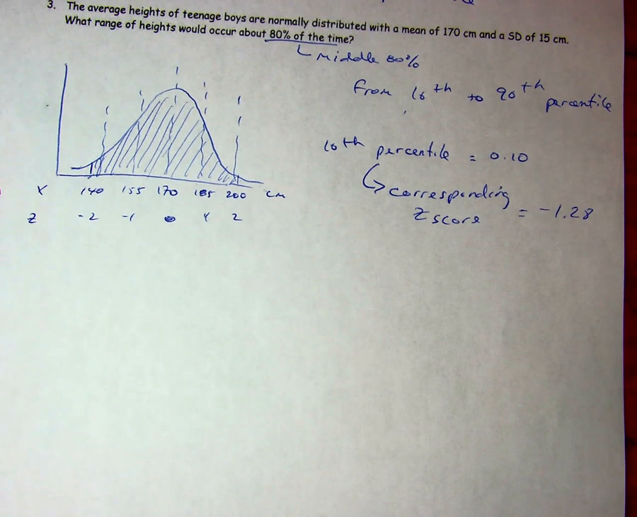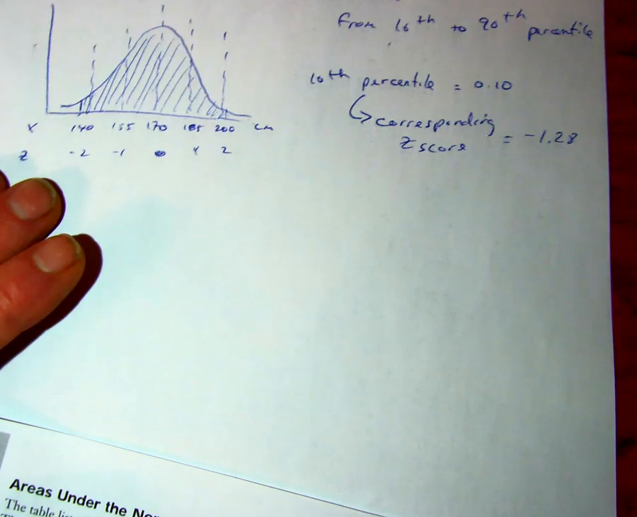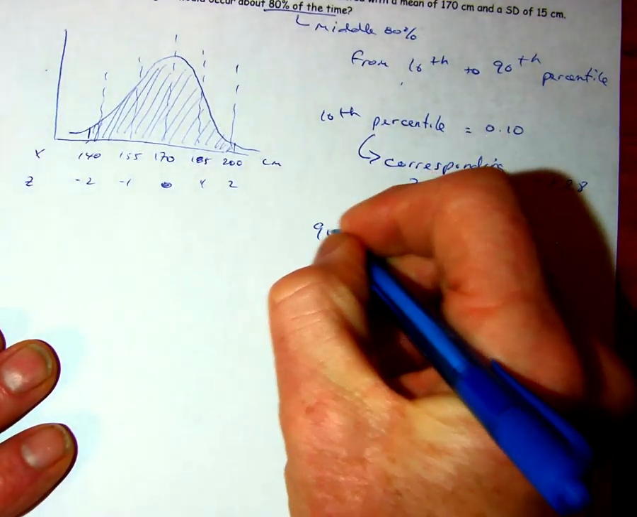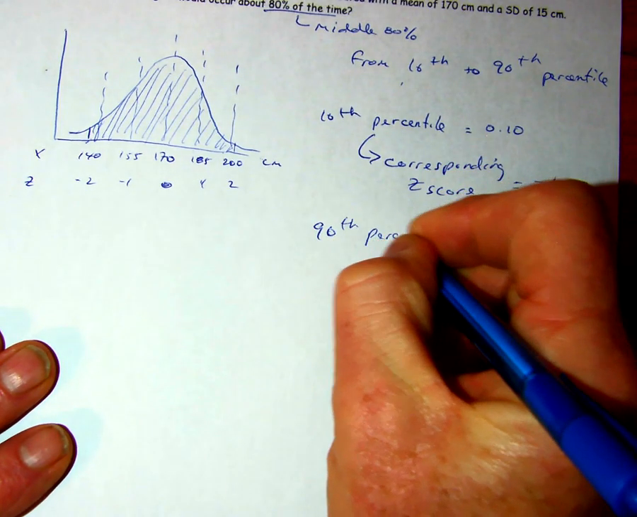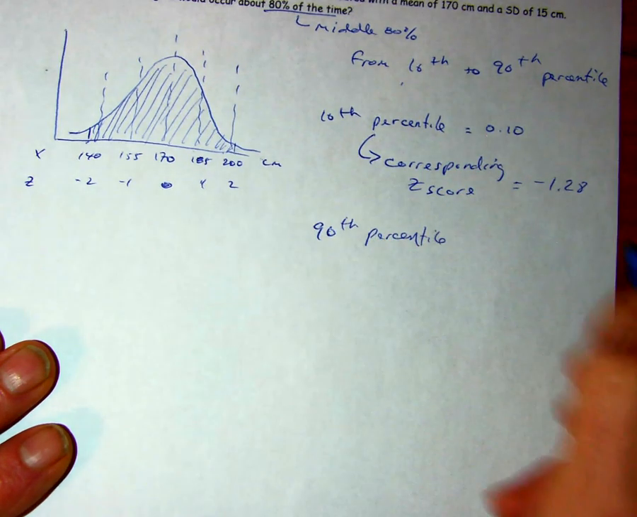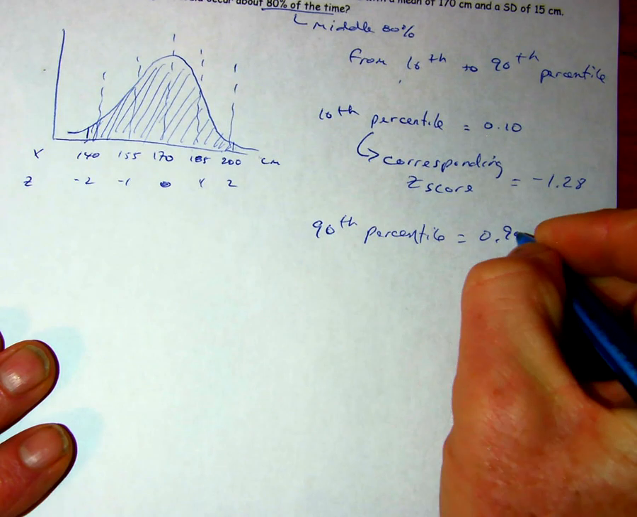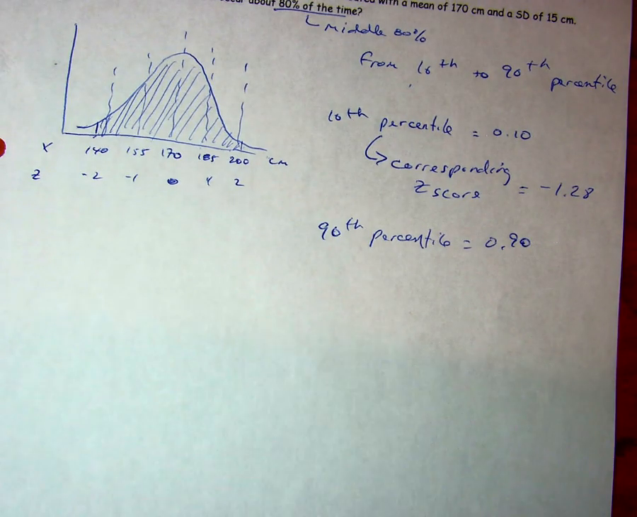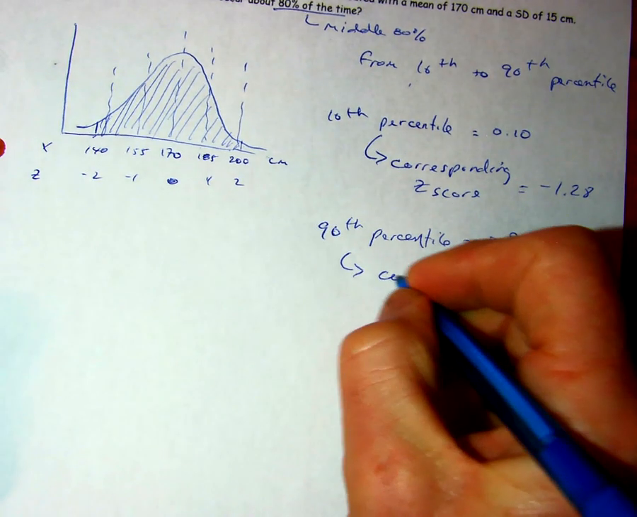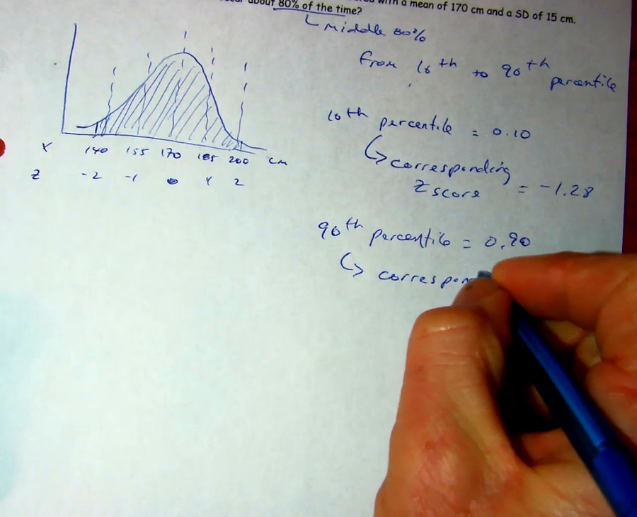What about the 90th percentile? Can you tell me what the corresponding z-score would be for that? Can somebody look that up?